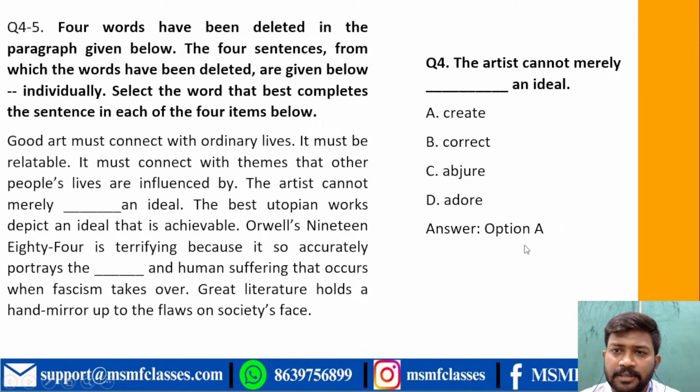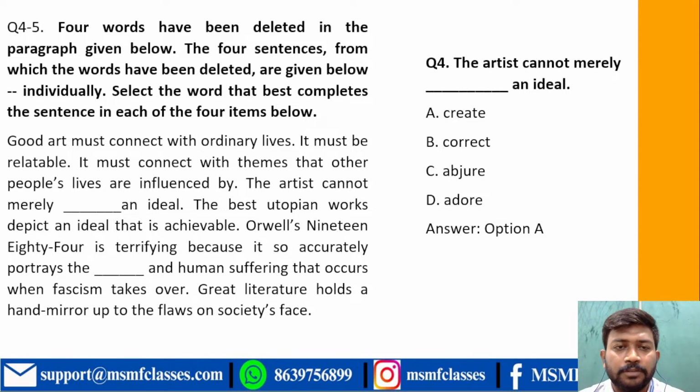Option A is the answer, because to say that the artist cannot merely create an ideal makes sense here. Apart from this, he cannot correct the ideal, abjuring or adoring. This doesn't make any sense. That's the reason create is the correct answer. So always go with the context they have given. Always try to understand what they are trying to explain from the paragraph.